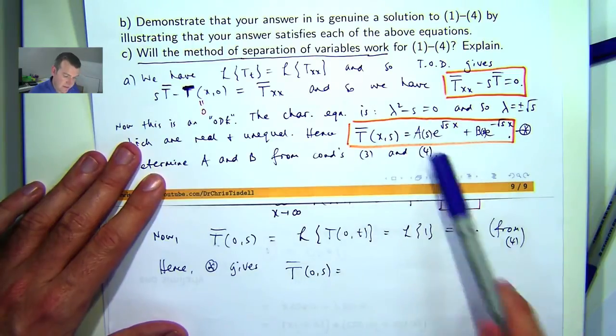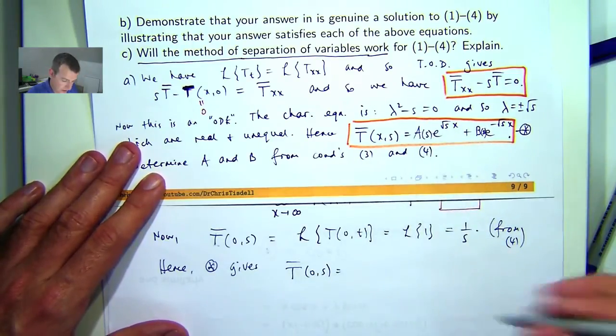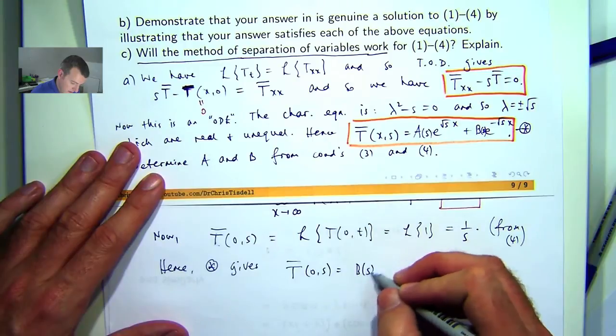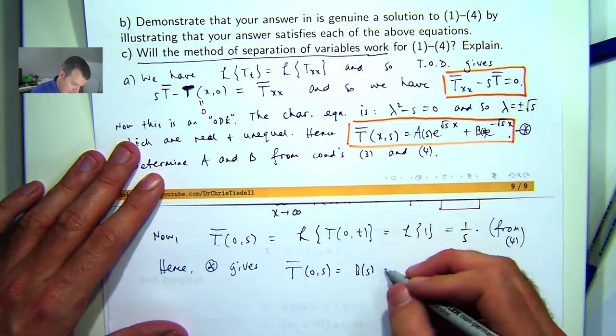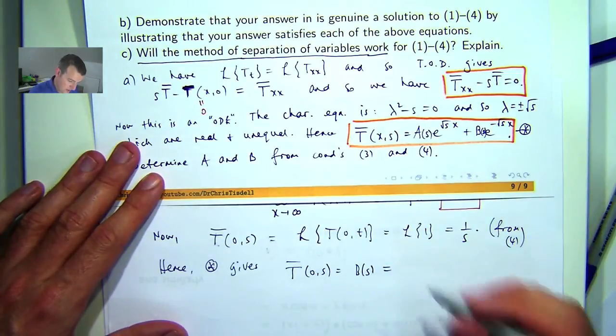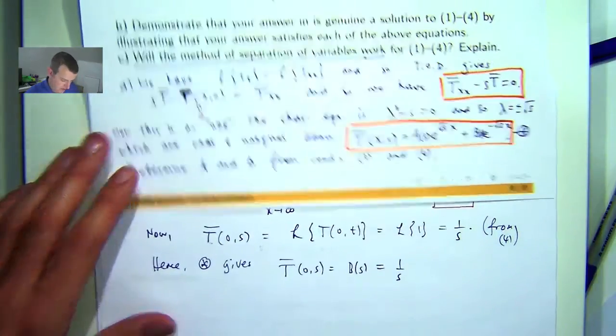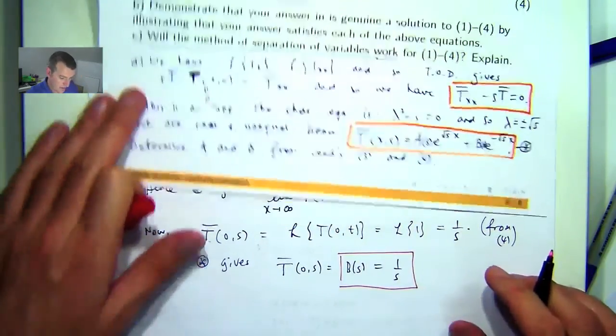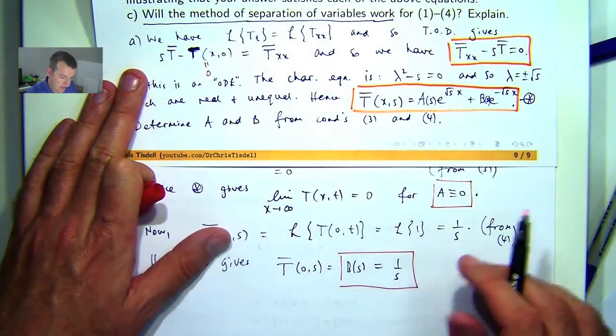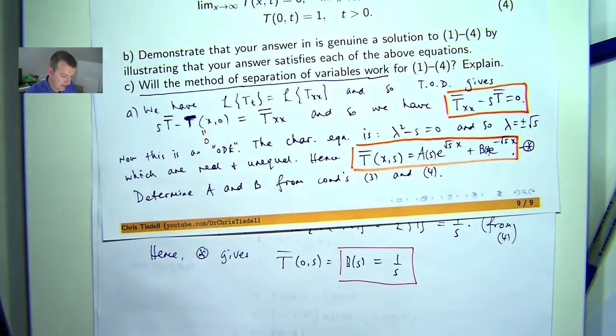Okay, so let's go up here, sub in x equals 0. I know this term is 0, so the exponential will just go to 1. And I know that this has to equal 1 on s. So I've just computed big B now. Big B of s is 1 on s. So I've got my A and my B. I can now refine T bar, and basically I've solved the transform problem.